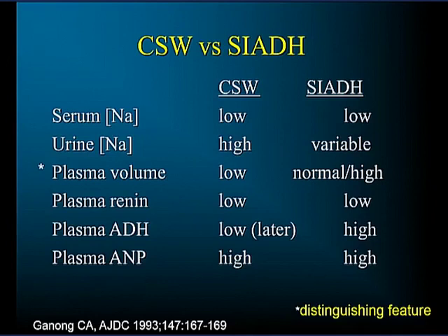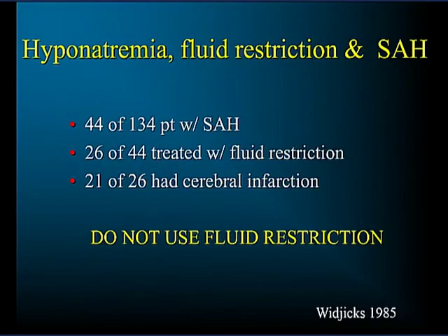What we know about cerebral salt wasting and SIADH in this table is showing that really the differential is the plasma volume, which is low in the cerebral salt wasting and normal in SIADH. The reason why the ADH is high in some of these patients is that as their volume status gets low with the cerebral salt wasting, ADH kicks in. So it's actually trying to treat the fact that you're at a low volume status.